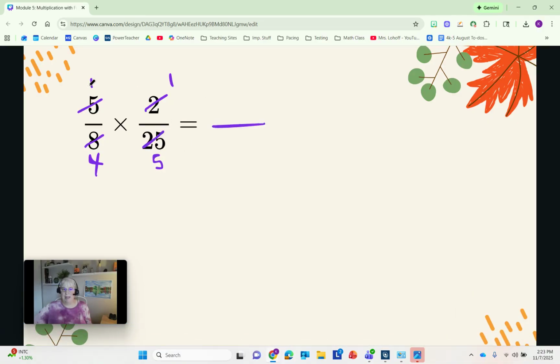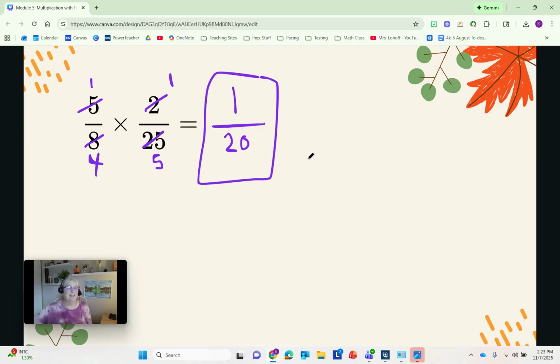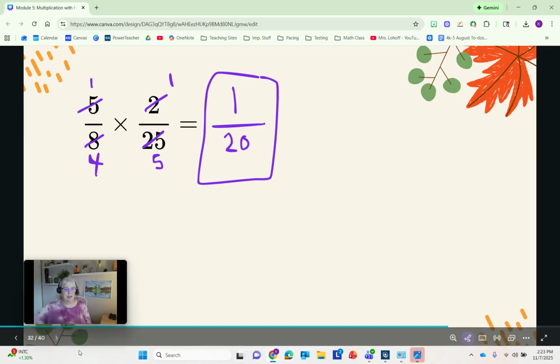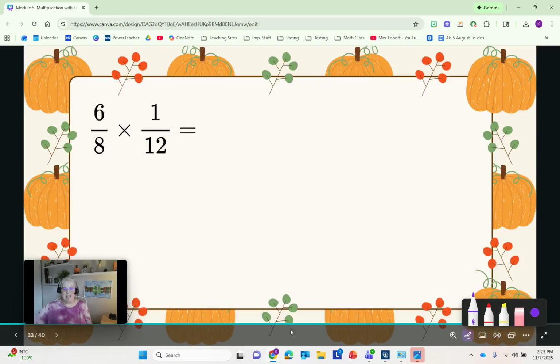Now we're ready to multiply across. 1 times 1 is 1. 4 times 5 is 20. Same answer, 2 different ways to get there. Pick the way that works best for you. I think I have one more. I do! All right, let's do it.